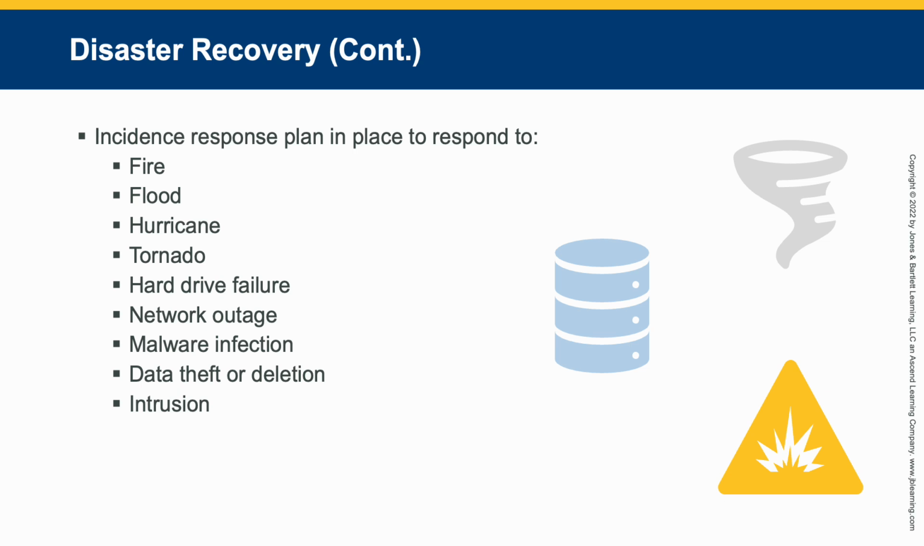An incident response plan should be in place to respond to fire, flood, hurricane, tornado, hard drive failures, network outage, malware infection, data theft, or deletion and intrusion, which are common things. So let's take an example. Let's take a supply and logistics company as our use case. Contingency planning might involve identifying potential disruptions like severe weather, supplier failures, or transportation strikes. The company could develop contingency plans such as securing backup suppliers, establishing alternative transportation routes, or stockpiling critical inventory.